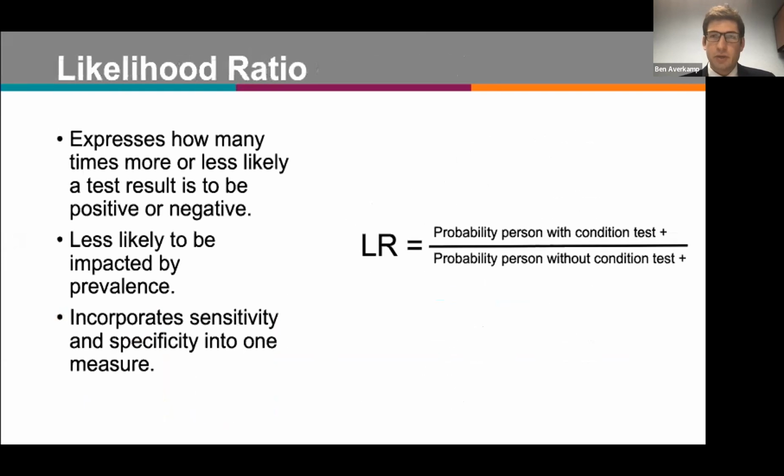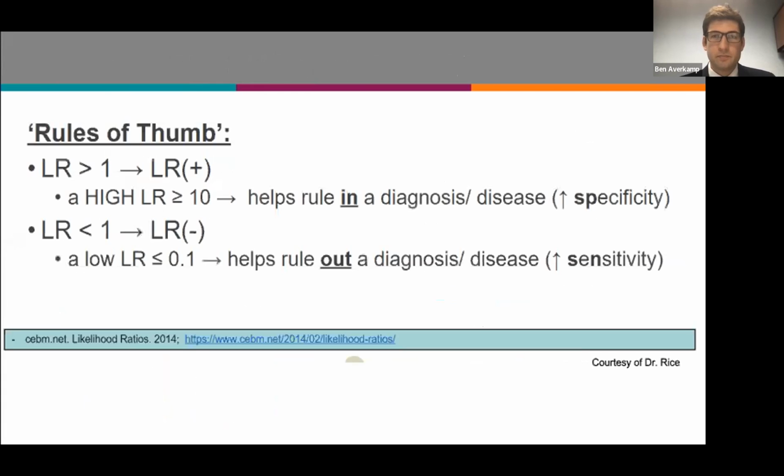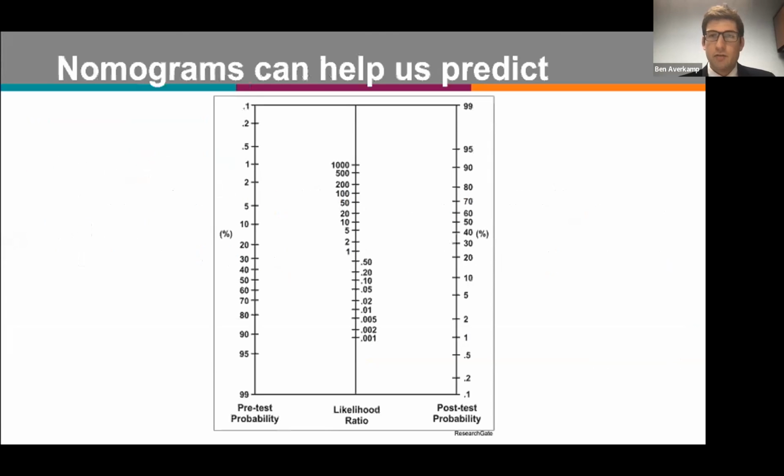That's where likelihood ratio can be helpful. It is used to assess how good a diagnostic test is and help in selecting the appropriate tests. It is less likely to be influenced by prevalence and incorporates both sensitivity and specificity into one number. In general, when thinking about likelihood ratio, greater than 1 rules in and less than 1 rules out. A high likelihood ratio of greater than 10 is a very specific test which helps rule in a disease, and a low likelihood ratio of less than 0.1 helps rule out a disease or is highly sensitive. Visualizing this on nomograms allows us to predict the post-test probability in a simpler way.